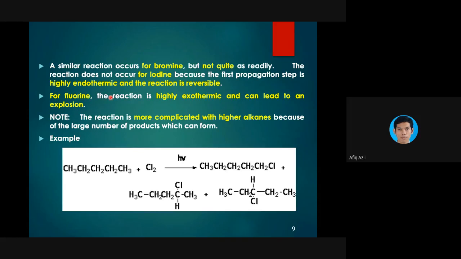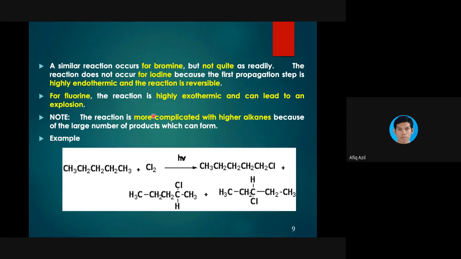While for fluorine, the reaction is highly exothermic, meaning it releases energy. When it releases energy, there is a possibility it may cause explosion because as energy is released, the temperature will end up increasing, up to a point when there's too much energy being released at the same time, so explosion can happen.